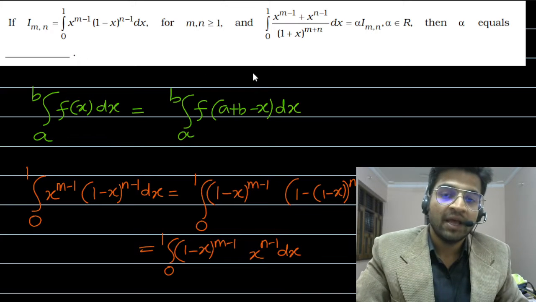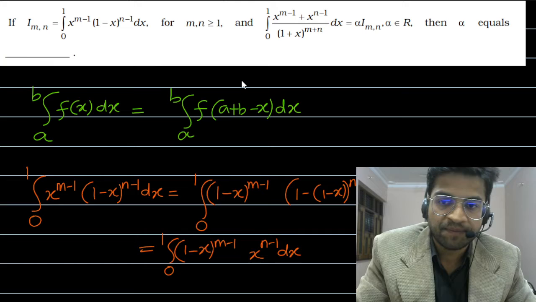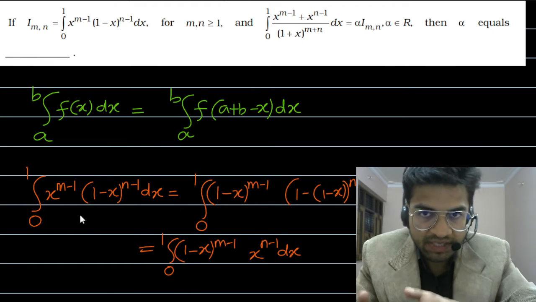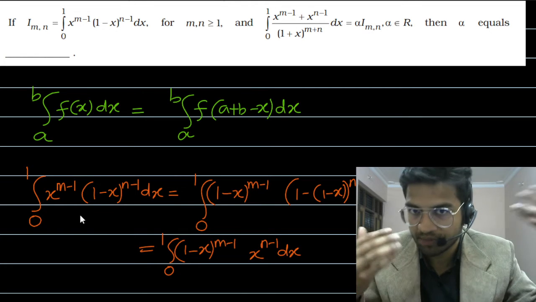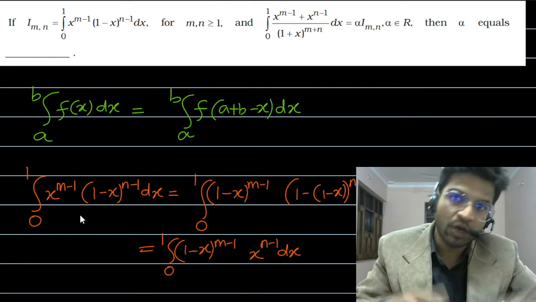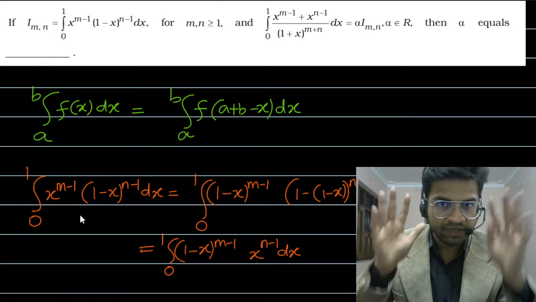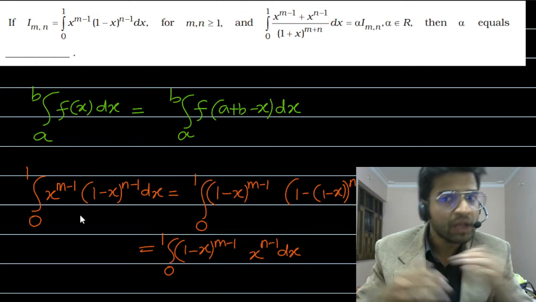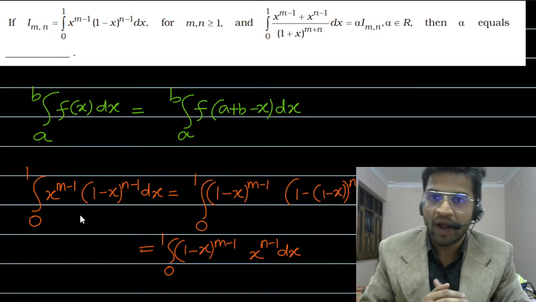Why am I writing the two different expressions? Because we have to convert this Imn. We have to use some substitution in this Imn to convert it into the given expression. So we have two different expressions for Imn. Now what should we do with this Imn so as to make it in the required form?